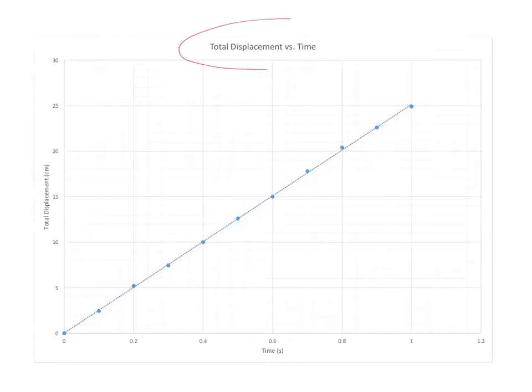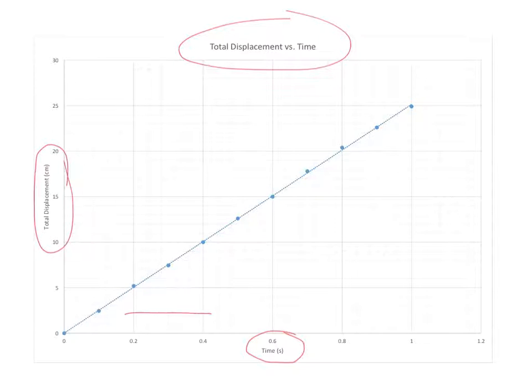Make sure that you have yourself a title. Make sure that you've labeled your units. This is total displacement in centimeters. And make sure you've labeled your x-axis as time with seconds. A few things to notice about your graph is, of course, there seems to be a linear relationship on average overall between the total displacement and time. So as time increases, total displacement increases as well. We call that a direct relationship.